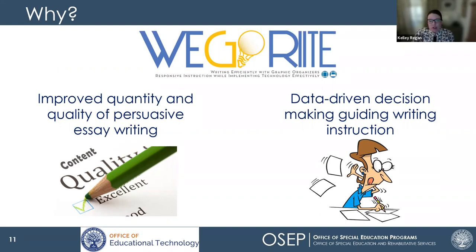And our tool has two major aims. The first one was to really improve the quantity and quality of persuasive essay writing performance by students with and without disabilities who may struggle with writing. And then our second aim of the project was to support teachers to integrate technology effectively and to then use data to make instructional decisions in the area of writing instruction.